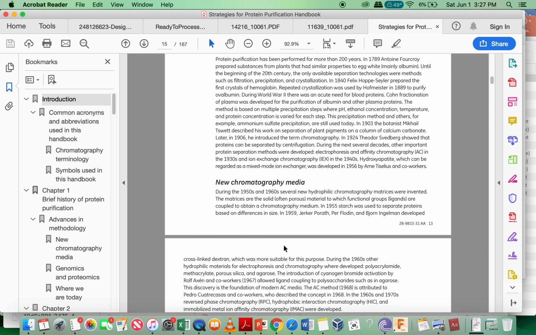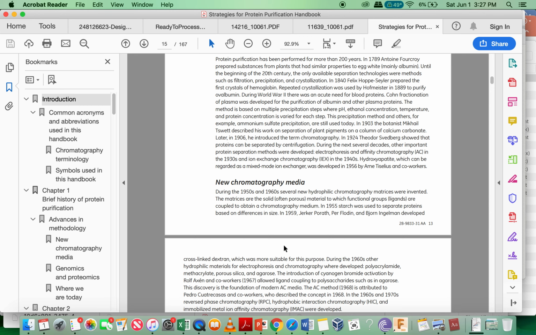In 1789, Antoine Fourcroy prepared substances from plants that had similar properties to egg white, mainly albumin. Until the beginning of the 20th century, the only available separation technologies were methods such as filtration, precipitation, and crystallization.